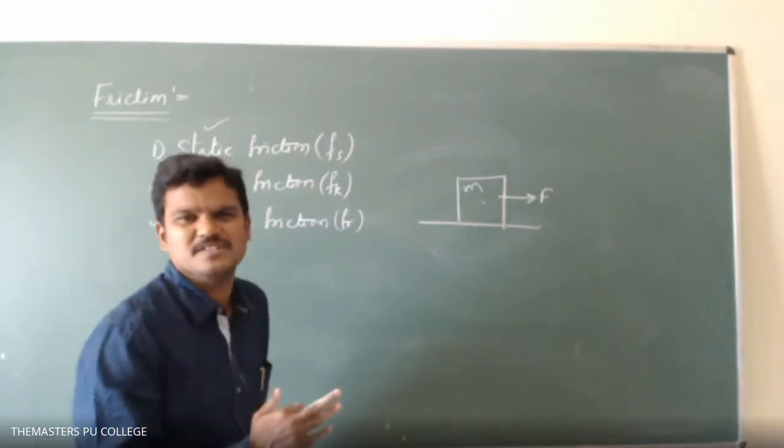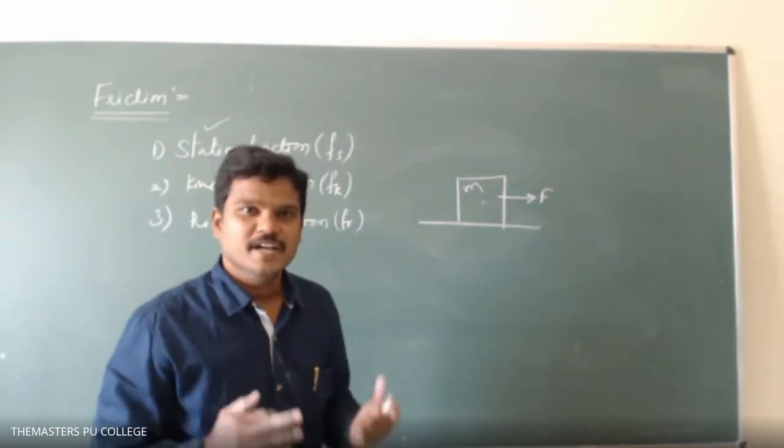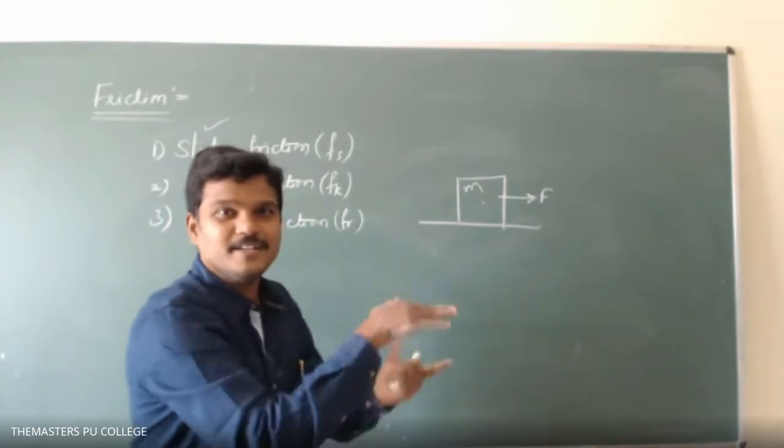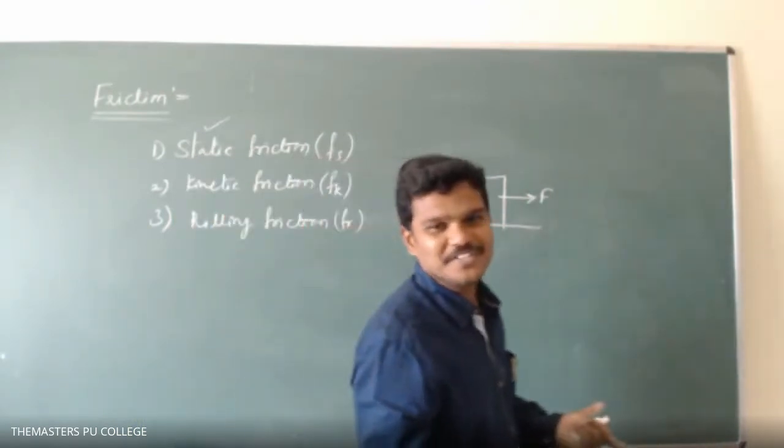See the simple words. If the body rests on another surface, there will be static friction. If one body moves over the surface of another body, then there will be kinetic friction. Tell me how to get the rolling friction. Very simple.